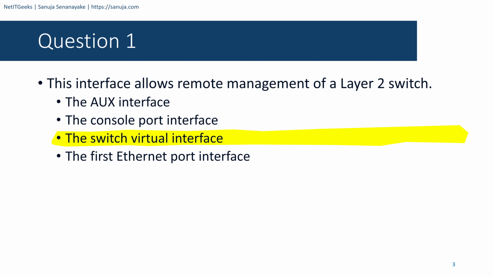The answer to this question is the switch virtual interface, also known as SVI, and this is a common interface that we use especially in layer 2 switches, where we use it as an interface to manage the switch. For example, layer 2 switches probably don't even need IP addresses in most situations. Generally, we don't need IP addresses for any of the ports on layer 2 switches except the switch virtual interface.